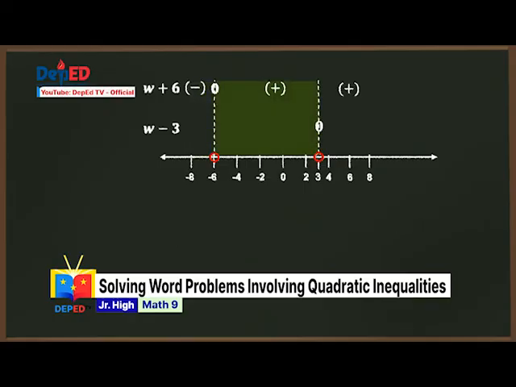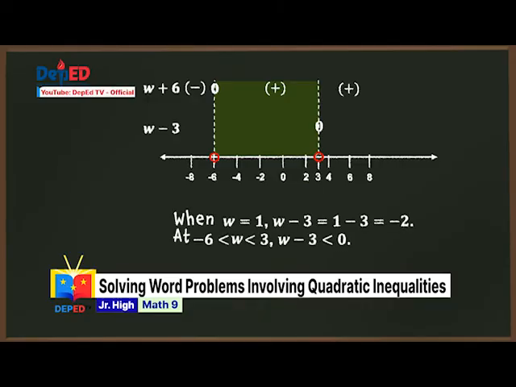In the region between -6 and 3, we may use 1 as the test value. When w is equal to 1, w minus 3 will be equal to 1 minus 3, in which the result is -2. Hence, in this region where -6 is less than w and w is less than 3, the value of w minus 3 is also negative.